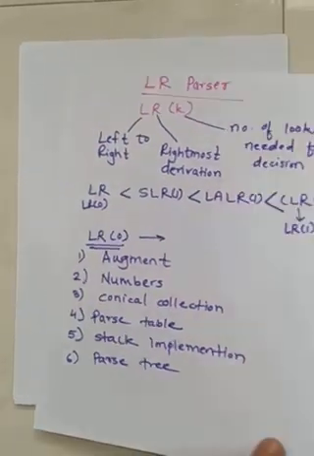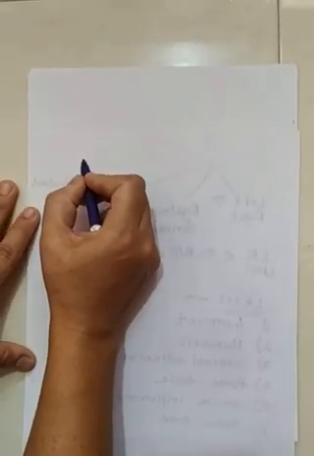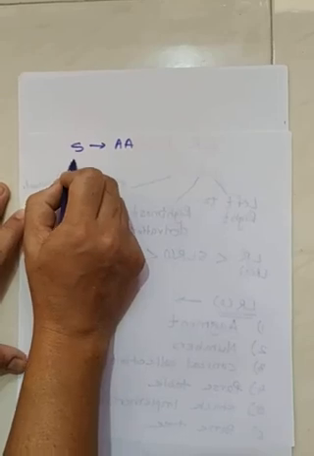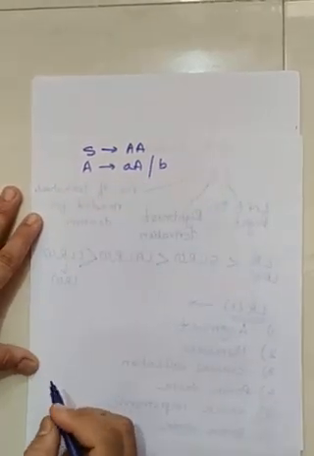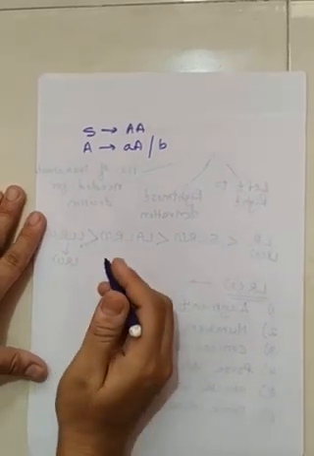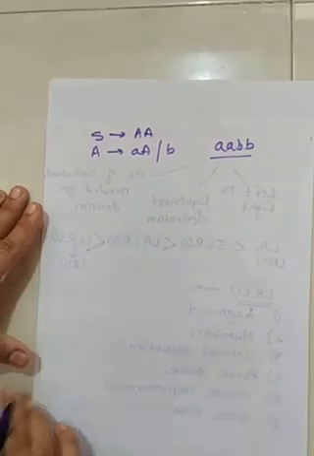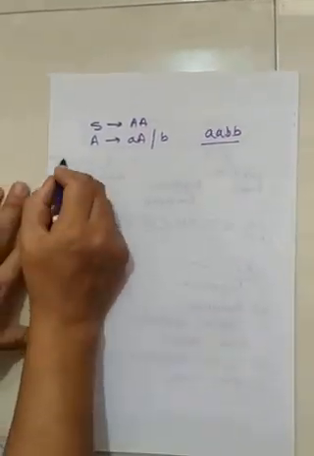Okay. Now we start the numericals. Here we consider one example. A simple grammar is given here. S is producing AA, A is producing aA and b, and the input string that we have to parse is aabb. Okay, so parse the input string using LR0 parser. So we start the parsing now.